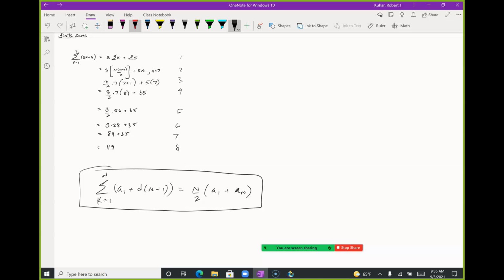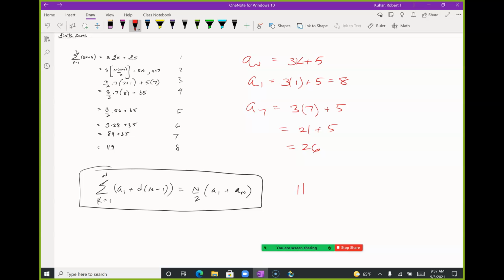We're going to see if this one works for the problem we just did. What's my first term? What's a sub 1, if a sub k is 3k plus 5? Well, I'm just plugging in 1 for k, so 8. Everybody with me? And then what's my 7th term? I'm plugging in 7 for k. So that's 21 plus 5. That's 26. And we want to see if I add the first term and the last term, multiplied by n, which is 7, and divide by 2, do I get the same result?